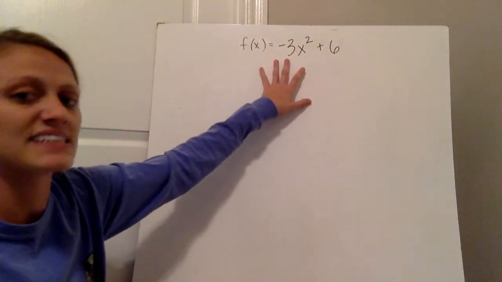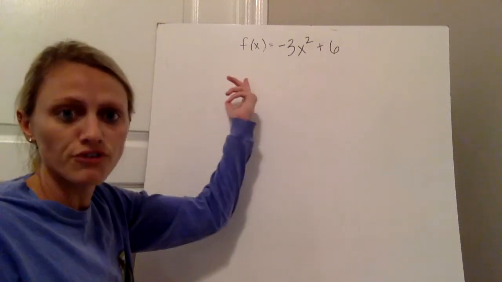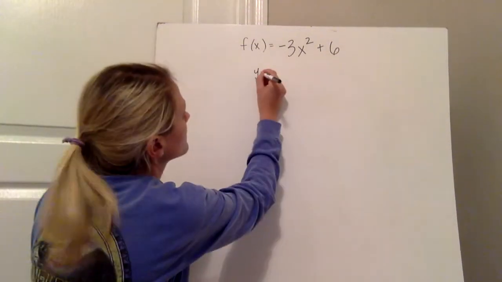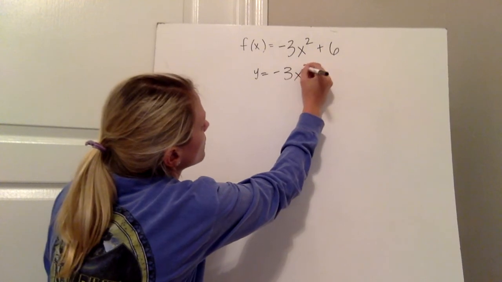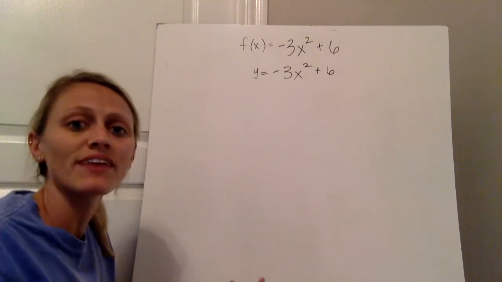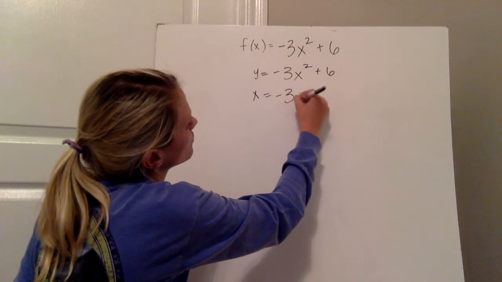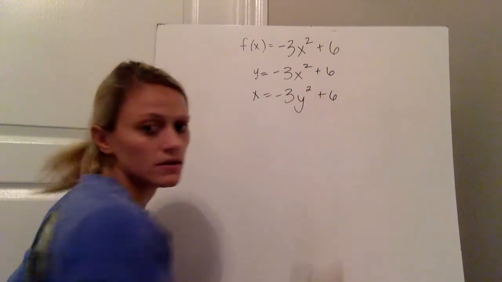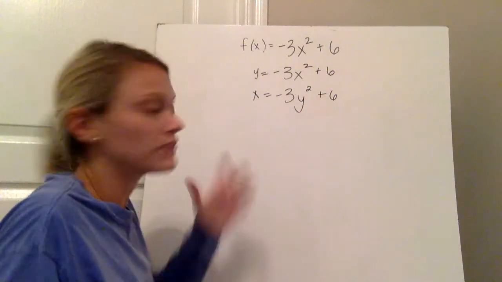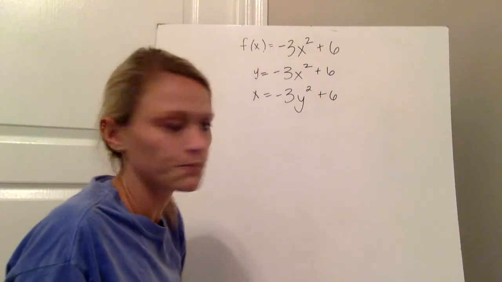So we've got f of x is negative 3x squared plus 6. This should be your first example on your paper. First things first, I'm going to rewrite this as y equals negative 3x squared plus 6. And then remember, to find the inverse, you've got to switch the x and the y. So x equals negative 3 times y squared plus 6. I've changed f of x to y, and then I flip-flopped the x and the y, so no big deal.